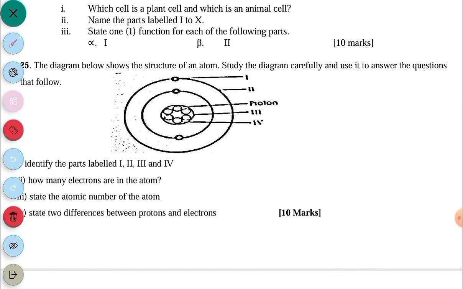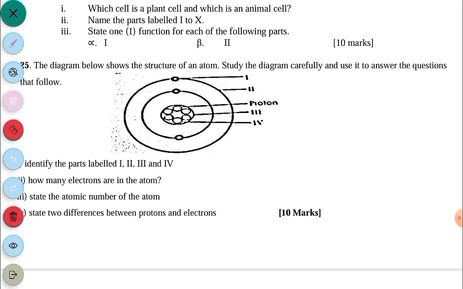So question 25, the diagram below shows the structure of an atom. Study the diagram carefully and use it to answer the questions. So I is an electron, II is a shell, III is a nucleus, IV is a neutron. How many electrons are in the atom?